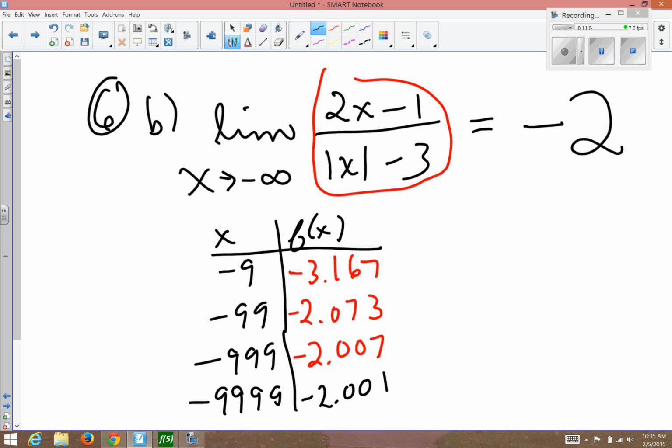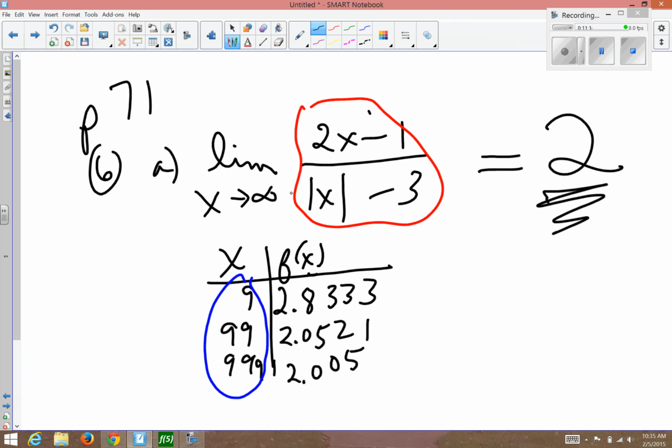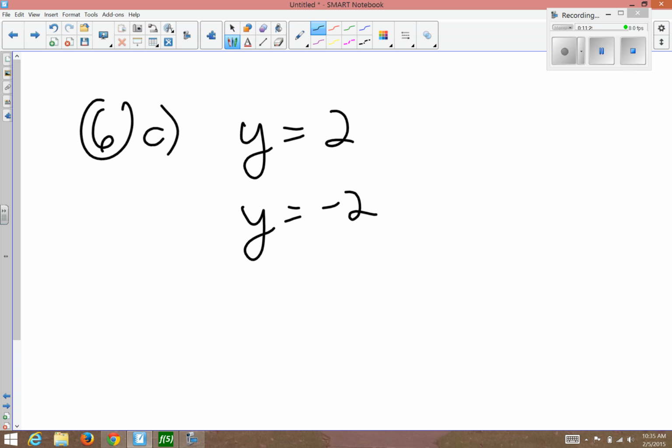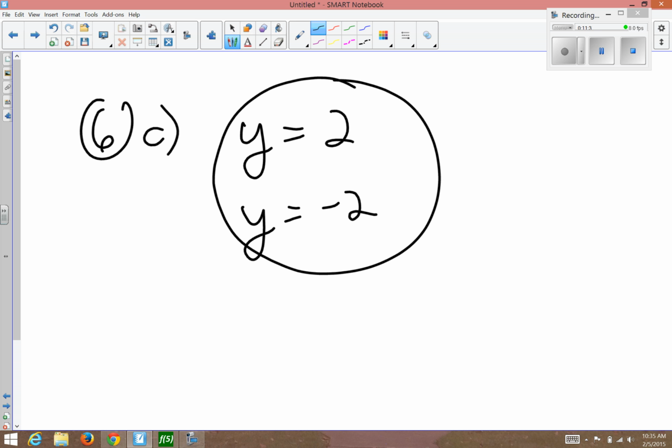When the limit of a function as x approaches -infinity is a number, y equals that number is a horizontal asymptote. And when the limit of a function as x approaches infinity is some number, then y equals that number is a horizontal asymptote. So number 6, part C, identify all the horizontal asymptotes. There they are. And you should look at the graph on your graphing calculator. If we have time, we'll look at the graph in class.